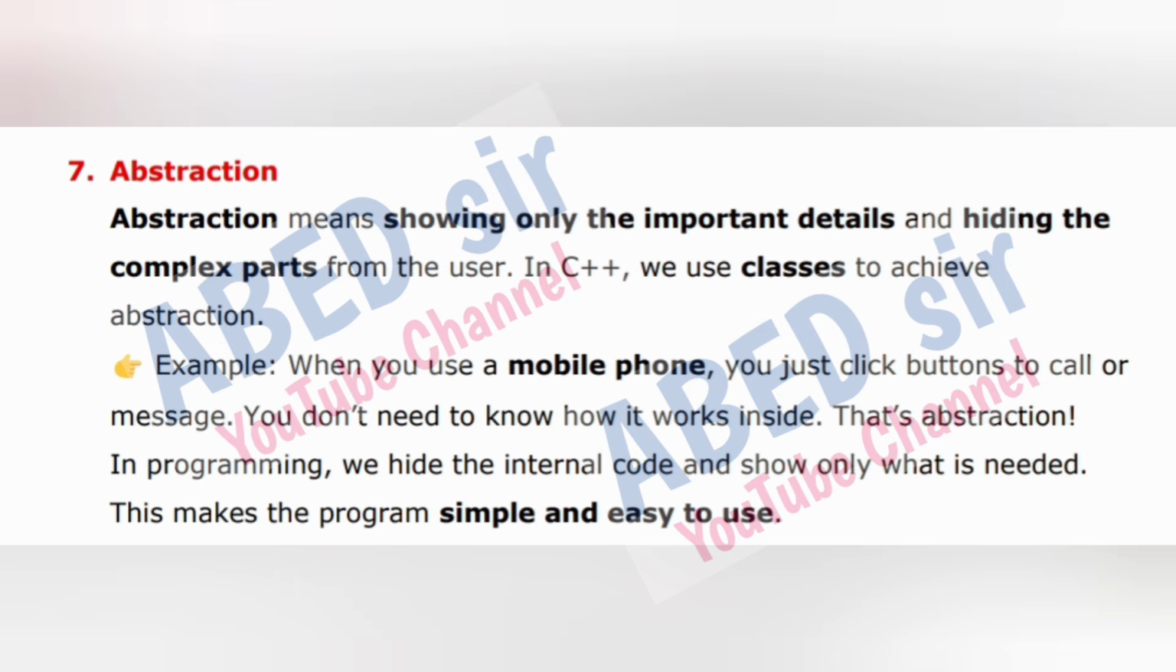Example: when you use a mobile phone, you just click buttons to call or message. You don't need to know how it works inside. That's abstraction. In programming, we hide the internal code and show only what is needed. This makes the program simple and easy to use.